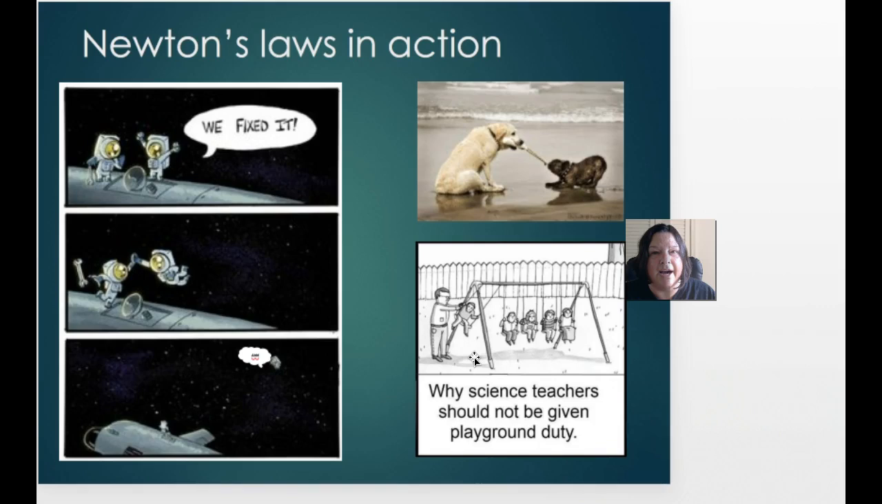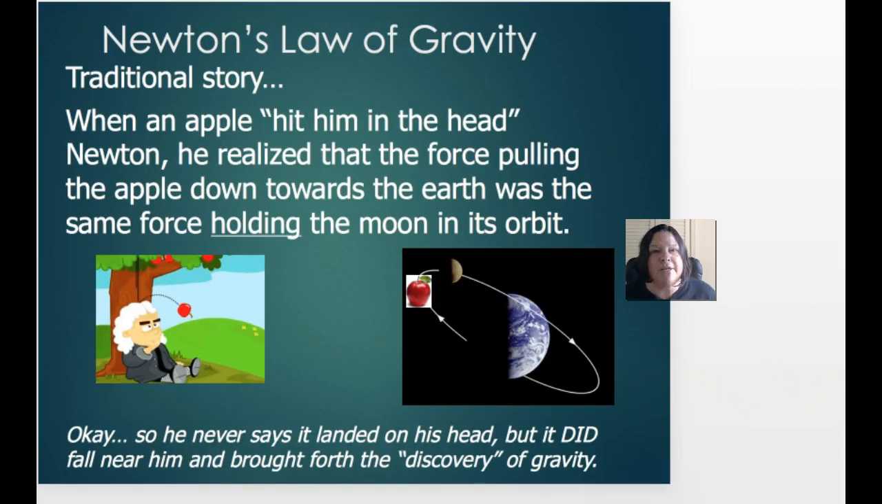Okay, so now we've got Newton's law of gravity. So you've heard the story. He was sitting under an apple tree and an apple fell on his head, and he said, aha, gravity exists. And that's kind of true, but what he did is he noticed that whatever was pulling that apple down to the ground was the same thing that was keeping the moon from flying away from Earth. So that's what he was noticing, that it held the moon into its orbit.